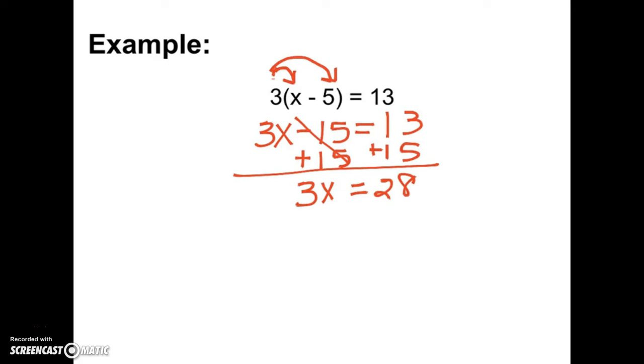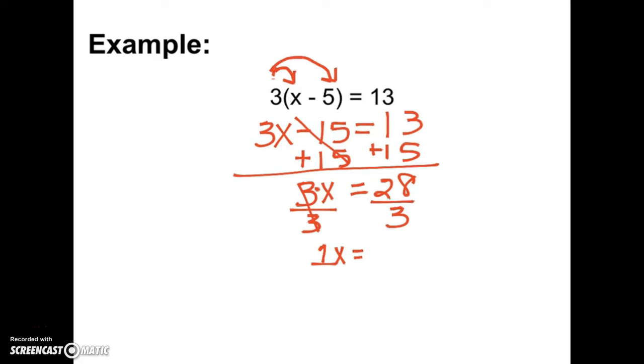Okay, next, I still have this 3 that's attached to my x, and I want to get rid of it. It is multiplied. Remember, there's like an understood multiplication sign in there. So the opposite of multiplying is dividing. So I am dividing by 3 on both sides. 3 divided by 3 is 1, so those cancel out. And 28 divided by 3, if I type that in my calculator, I'm going to get a decimal.